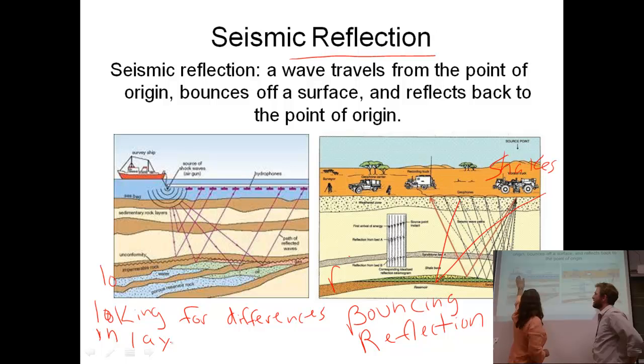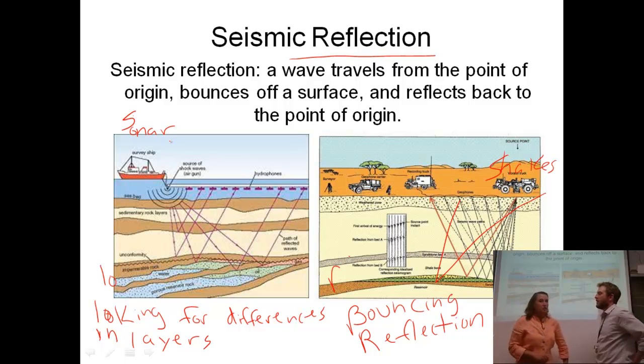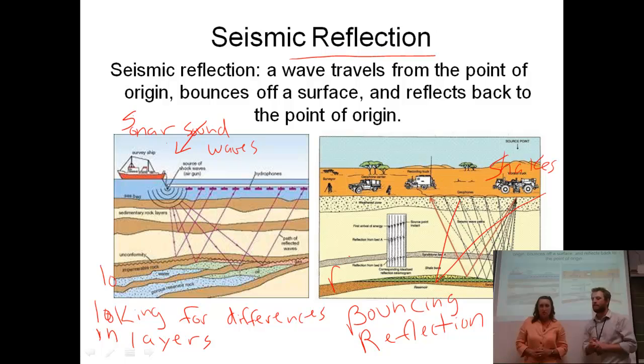So we have a ship that has the sensor towed behind it, and it's got a source to generate those sound waves and send that down into the water and then into the sediment or the rock beneath the ocean floor. And then we can look at the different layers and how the waves bounce off those layers. So that's how we're figuring out where those layers are. So let's hang on to that idea as we think about looking deeper into the Earth.